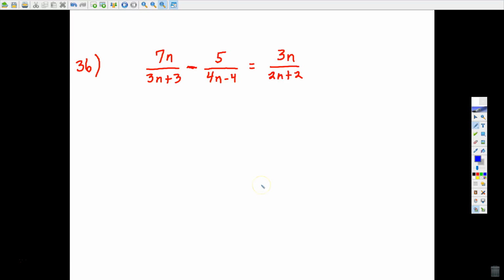Okay, and then this problem is similar. We need to factor so that we can find the LCD. So let's get it all in factored form, and it looks like the lowest common denominator is going to be 12 times n plus 1 times n minus 1.